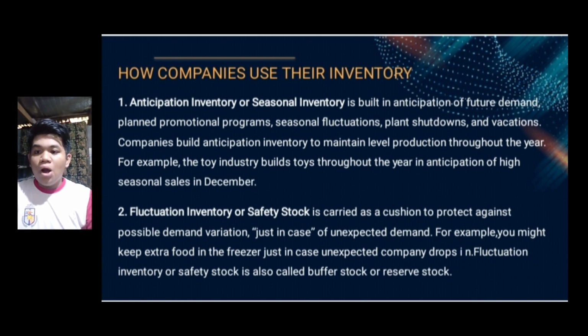Number 2, fluctuation inventory, or safety stock, is carried as a cushion to protect against possible demand variation, just in case of unexpected demand. For example, you might keep extra food in the freezer just in case unexpected company drops in. Fluctuation inventory, or safety stock, is also called buffer stock or reserve stock.